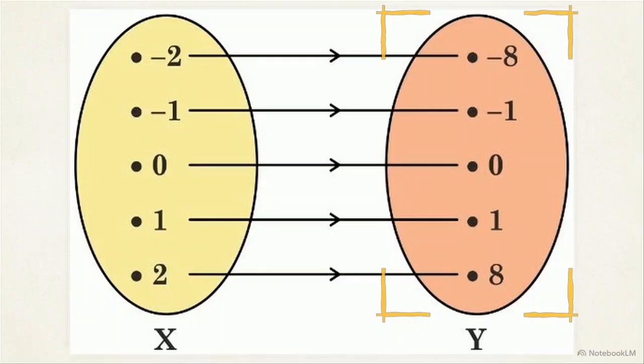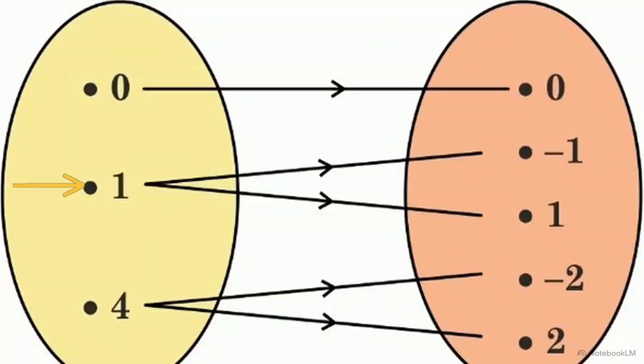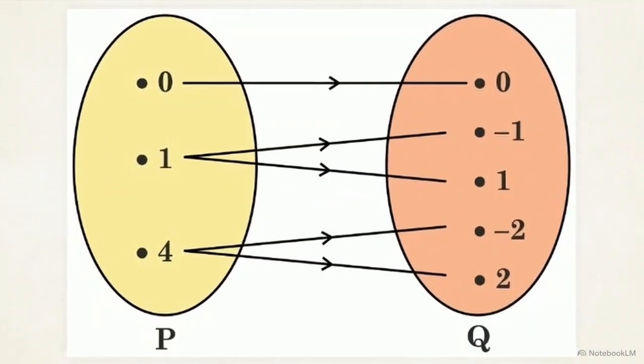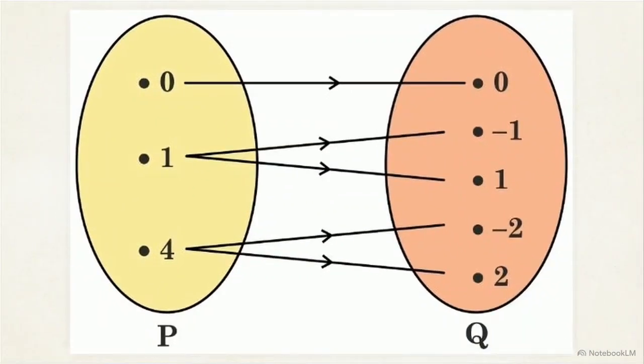It is a function. But look at diagram B. If you input the number 1, the arrows show it might give you a -1 or a 1. A machine with unpredictable results fails the test. A single input yielding multiple outputs means this is a relation, not a function.